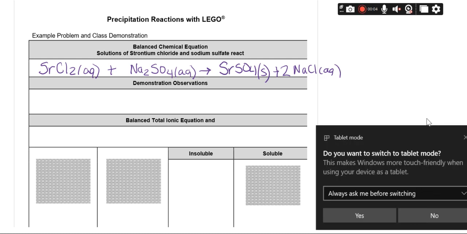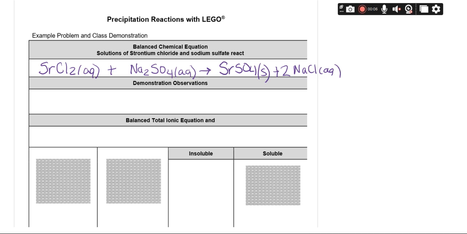Okay, today we are looking at precipitation reactions, and you should have written the balanced chemical reaction between solutions of strontium chloride and sodium sulfate solution. And the balanced equation is at the top.